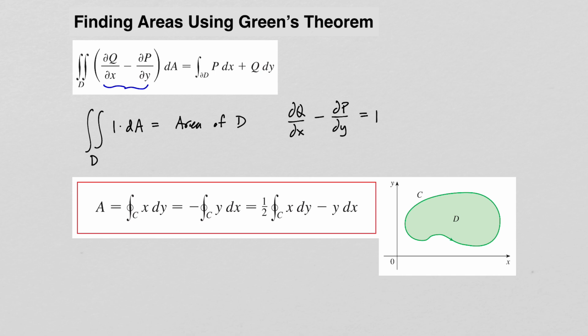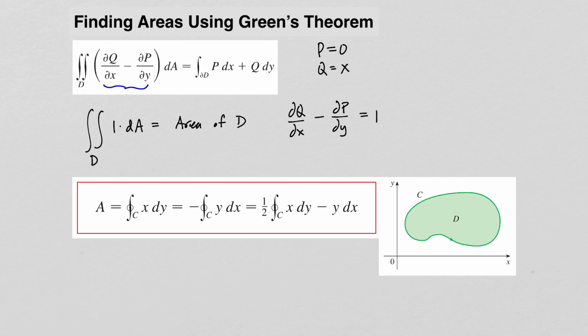So what does that mean? What are the possibilities for this to happen? So one way for this to happen is I could let P be equal to 0, and I could let Q be equal to x. Notice that if we take the partial derivative of Q with respect to x, we get 1, and the partial derivative of P with respect to y is going to be 0, and therefore this would equal 1, which would mean that we could then apply Green's theorem.